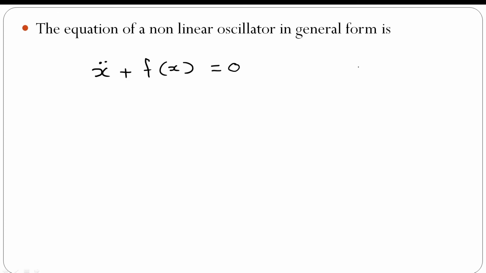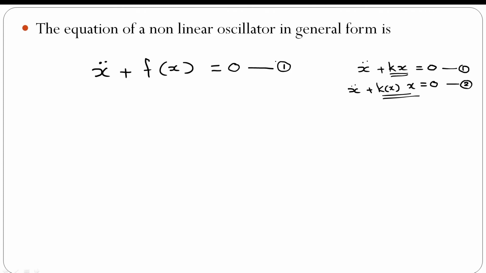Say for example, x double dot plus some constant k into x equal to 0. This is a linear oscillator, a linear harmonic oscillator. And if you write x double dot plus some k of x into x equal to 0, the second one is a nonlinear oscillator. The first one is linear because it is a linear function of x. Here f of x is kx. In the second case, f of x is k of x into x. This k of x can be any function of x. It can be sin x, cos x, log x, x square, x cube, whatever it is. Now, if f of x is a nonlinear function, we call this a nonlinear oscillator. We can represent the general form of a nonlinear oscillator as x double dot plus f of x equal to 0. Let me call this equation number 1.